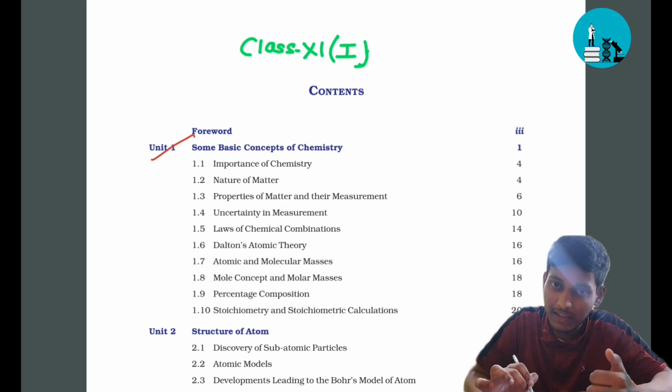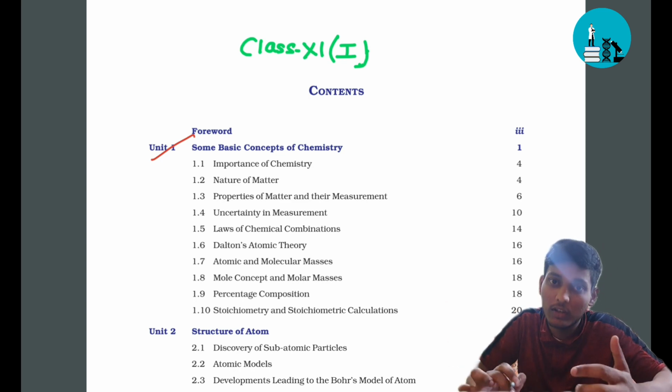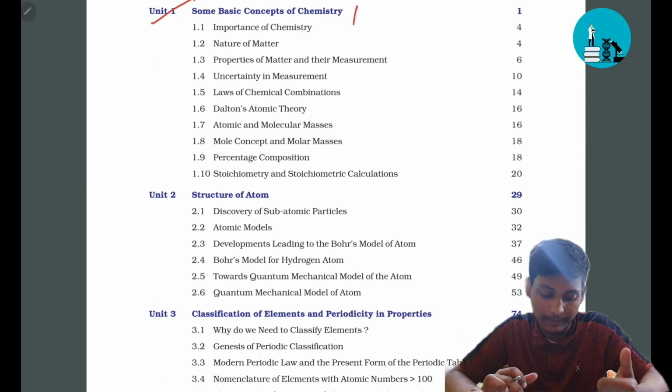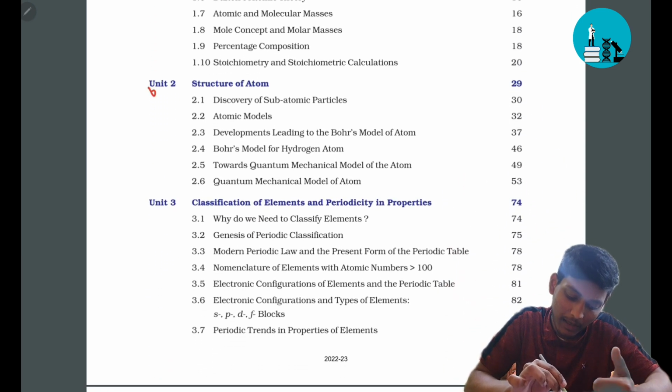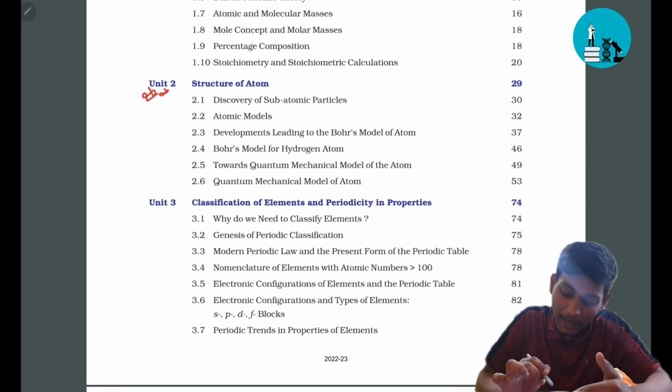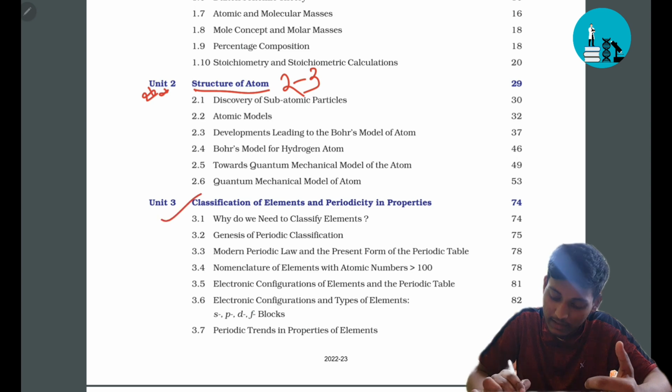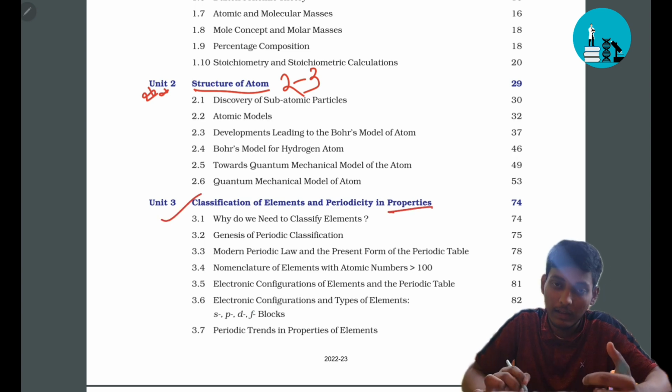So please read it, but from the marks point of view it is not very important. One question comes every year. Next, the important and star-marked topic is the structure of atom. Every year 2 to 3 questions come from this chapter, and then the periodic properties or periodic table.